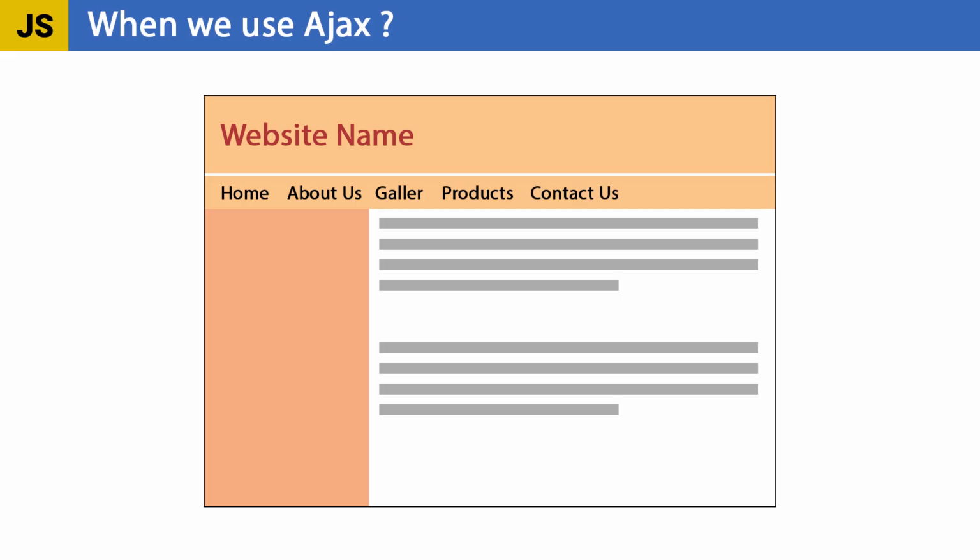I'm going to show you another example. Suppose we have a sidebar in our website and I want to show a current update notice in this section. I also want the user not to need to refresh the page to get the update. It is also possible with Ajax.